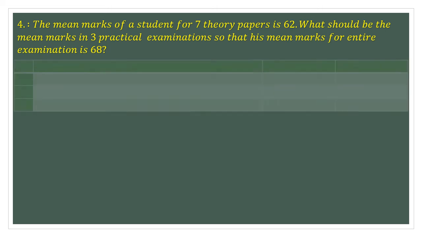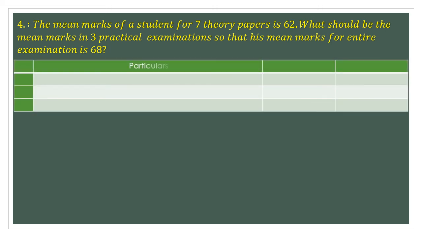Let's start with the table first. The titles I will give are the particulars, the mean marks of the students, and the number of papers, that will be n. We will start with the entire examination. The entire examination mean marks, the aim, is 68 marks. So entire examination basically means the combined mean, because two groups are there, the theory paper group and the practical examination group. So when such groups are there, we have to use the combined mean system. The number of papers for the combination of both groups is 10 papers.